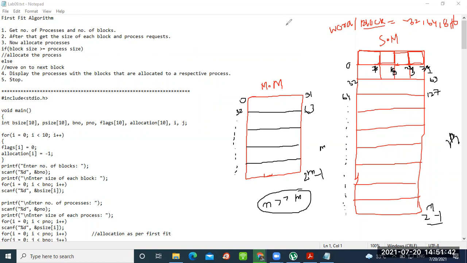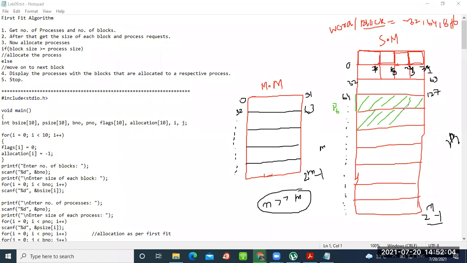So what does continuous allocation say? Now suppose a program P0 starts from 64. Now I am assuming that the program is something about 64 bytes. Okay. So how many blocks will it occupy? It will occupy 2 blocks.